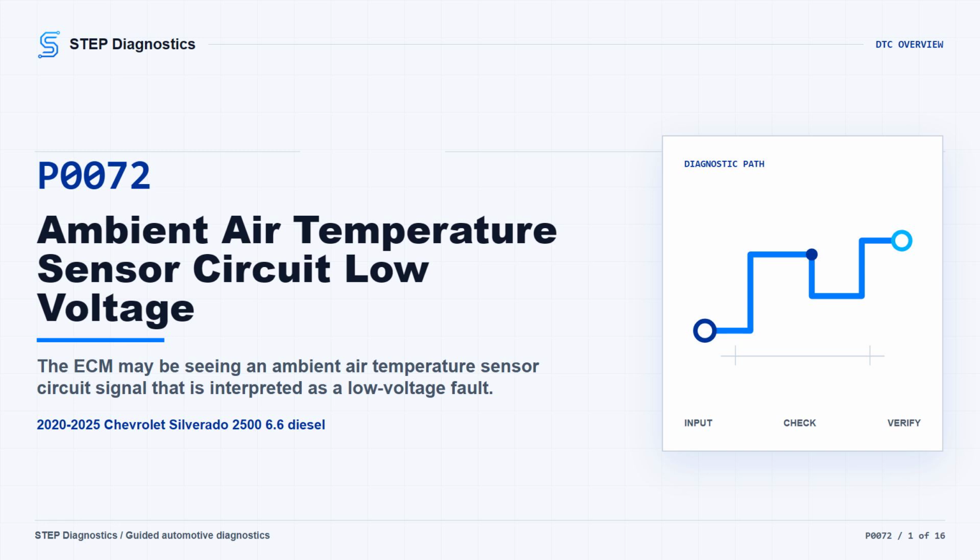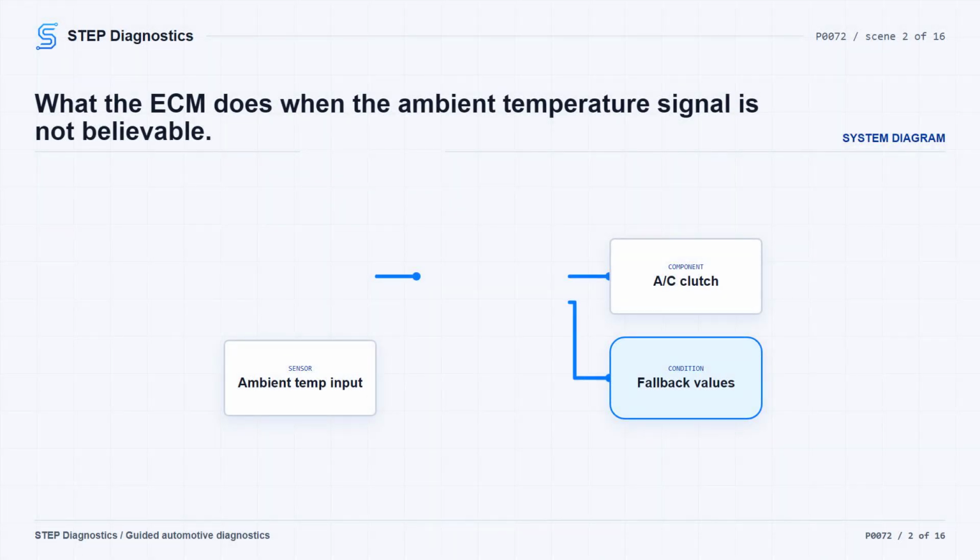The ECM watches that ambient temperature sensor, converts the voltage into a temperature value, and may use default values when the fault sets. The driver may notice the displayed outside temperature updates slowly while parked. Air conditioning operation can be affected.